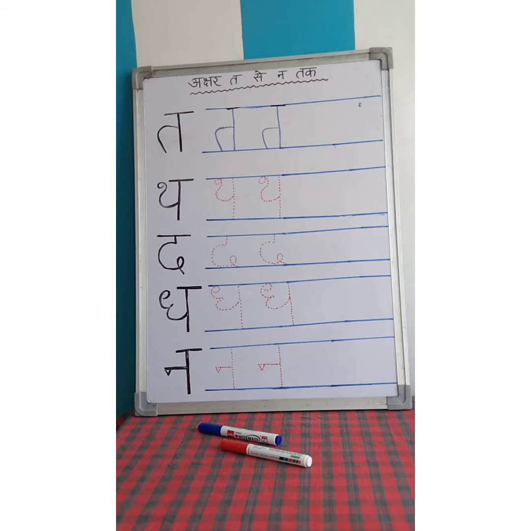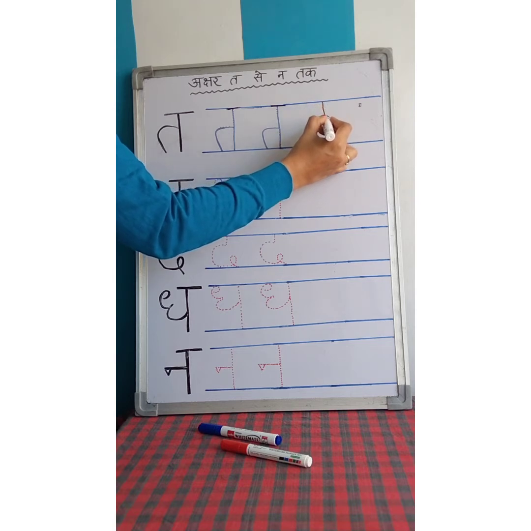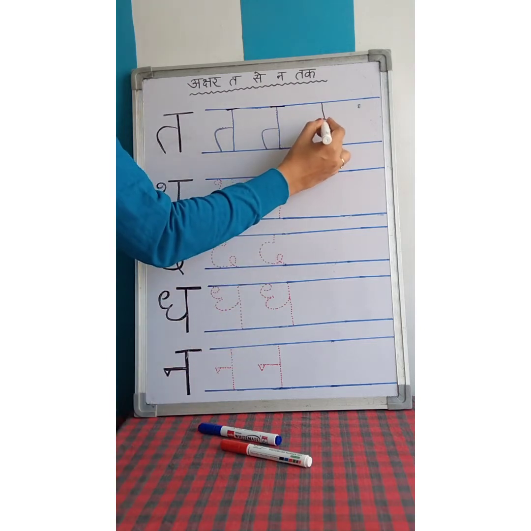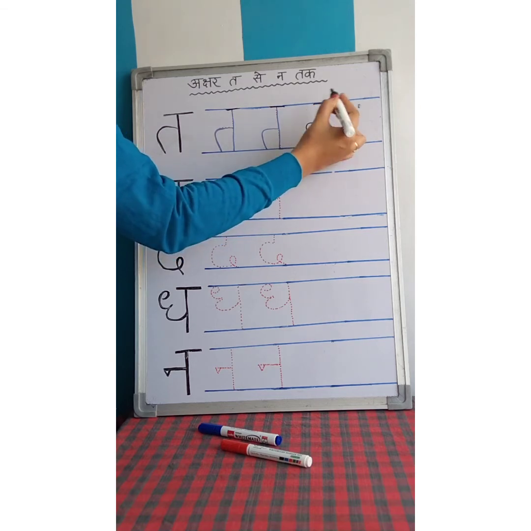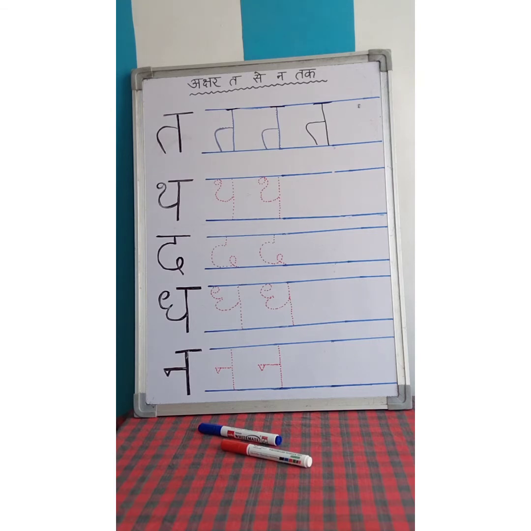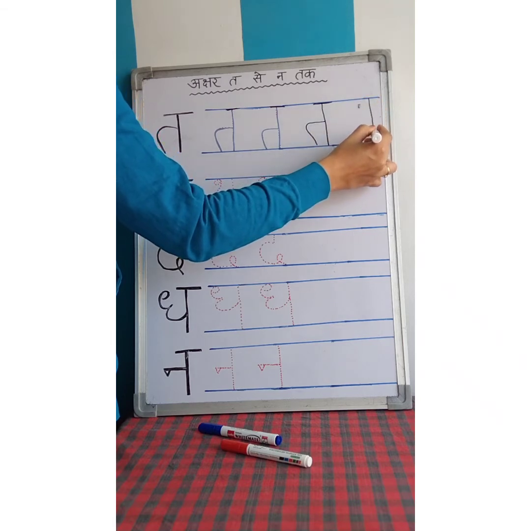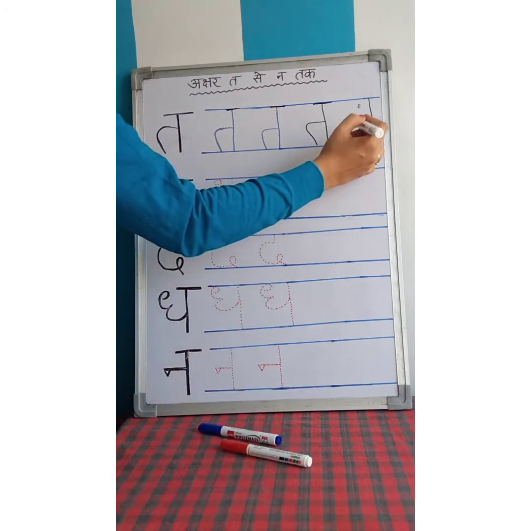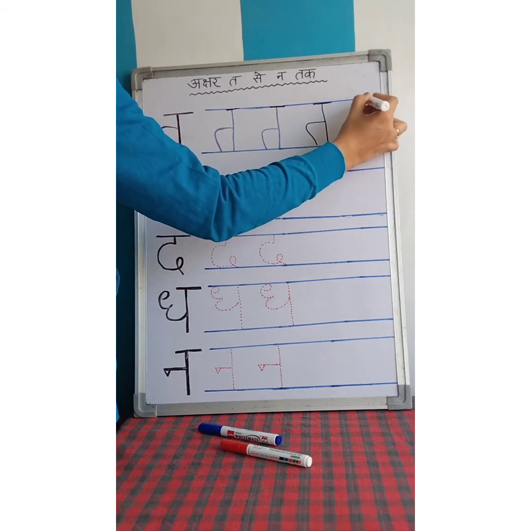Now we will draw ta without the tracing lines. Let us see. Standing line. From the middle we will draw a sleeping line and bring it downwards like this, and an overhead sleeping line like this. No Hindi akshar is completed without an overhead sleeping line. Now see it for the last time. Standing line, sleeping line and then bring it downwards like this. This becomes ta.